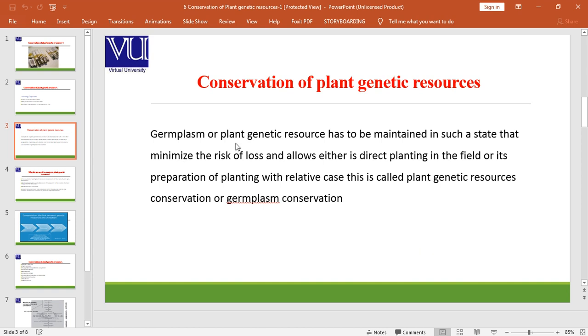Germplasm and plant genetic resources have to be maintained in such a state that minimizes the risk of loss and allows either direct planting in the field or its preparation for planting with relative ease. This is called plant genetic resources.